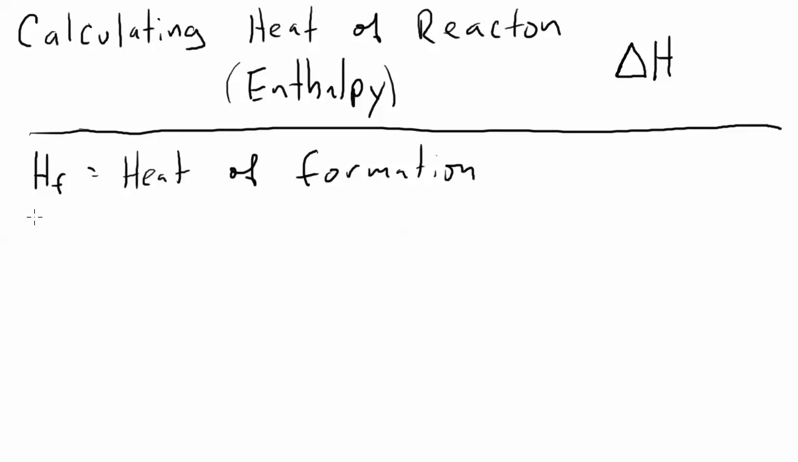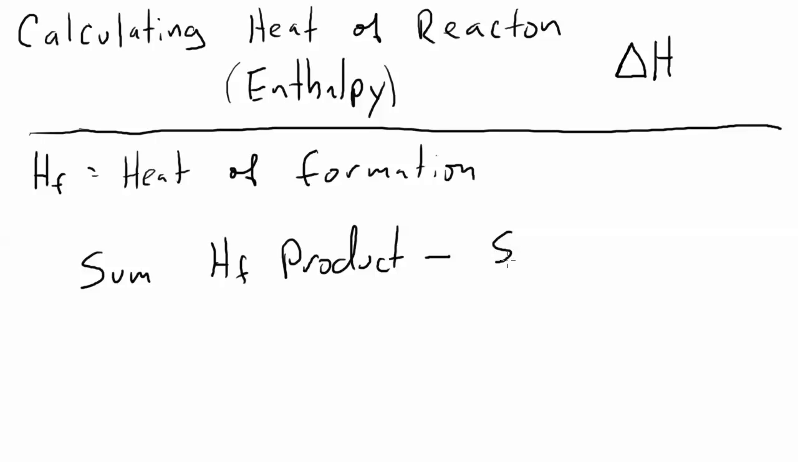And what you do basically for your reaction is you'll add up all of the heat of formations for your products. So you take the sum of the heat of formation for all of your products, and sum means you add them all up, and from that number you subtract the sum of the heat of formation of all of the reactants.